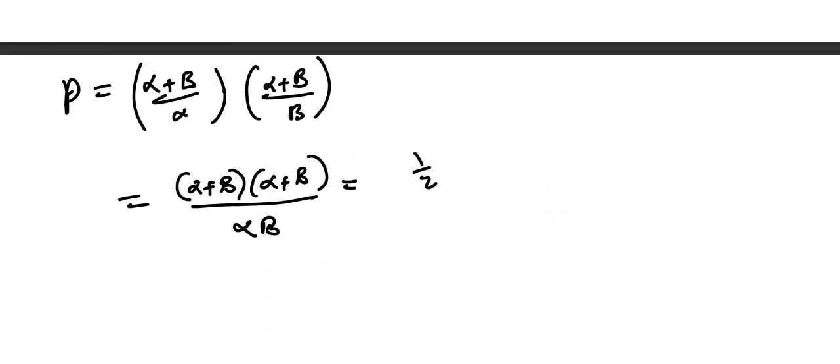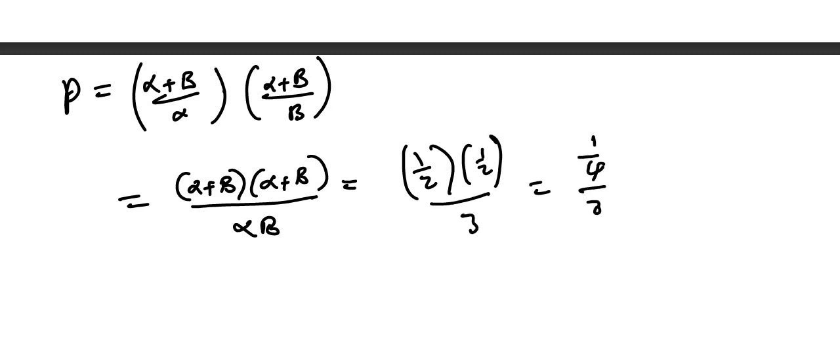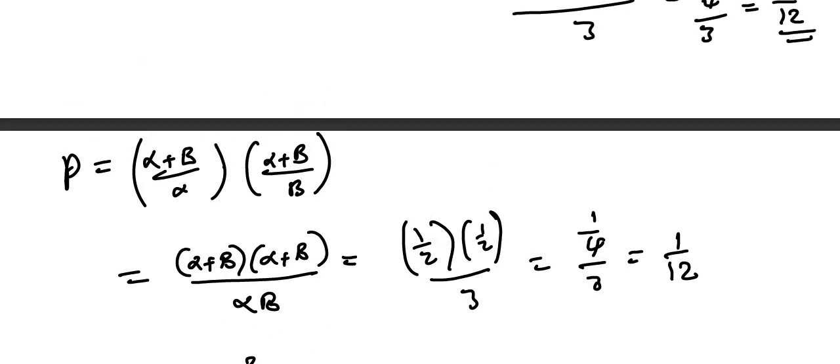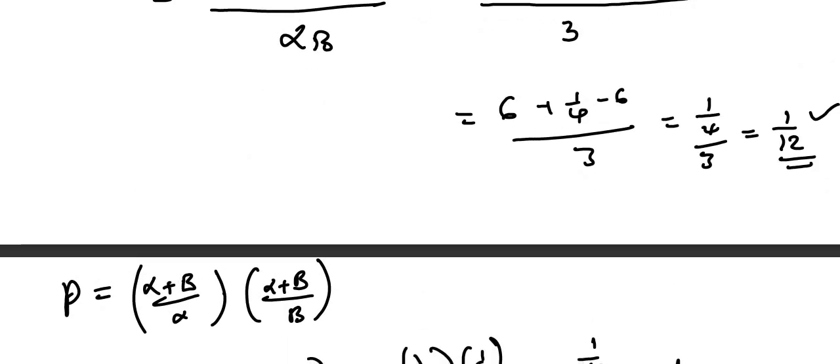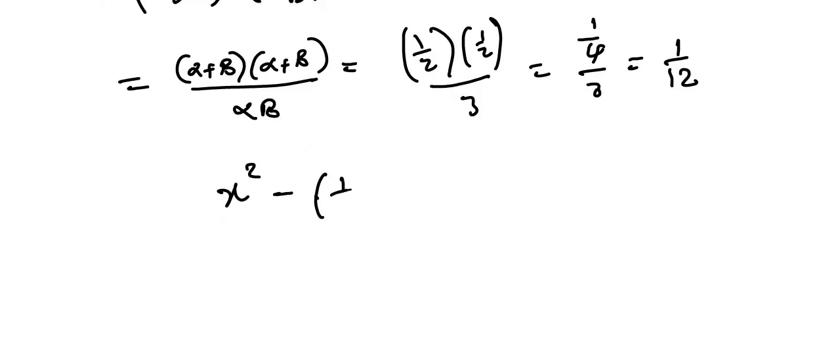So this is just half times half over 3. This will be 1 over 4. Then over 3, this will give us 1 over 12 again. So you notice that this will be the sum, which is just 1 over 12. And the product, which is 1 over 12.